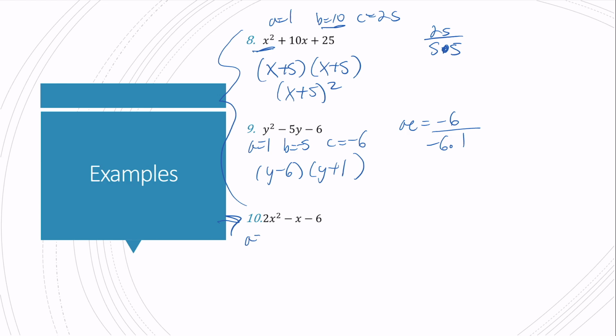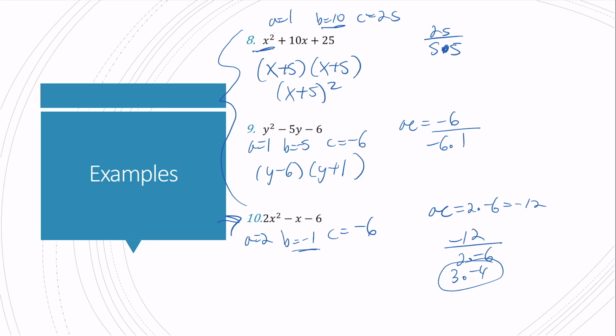Here my a is 2, my b is negative 1, my c is negative 6. So AC is going to be 2 times negative 6, which is negative 12. What are some factors of negative 12 that add up to negative 1? I could write out all the factors if I wanted to, but I could also see that 3 times negative 4 is negative 12, and those added together add up to negative 1. So I'm going to have 2x squared minus 4x plus 3x minus 6, and we factor by grouping.